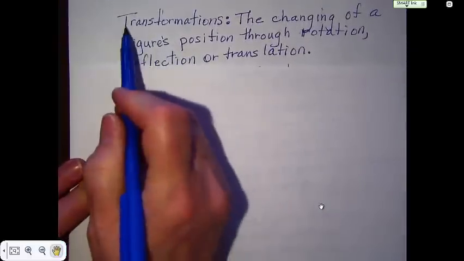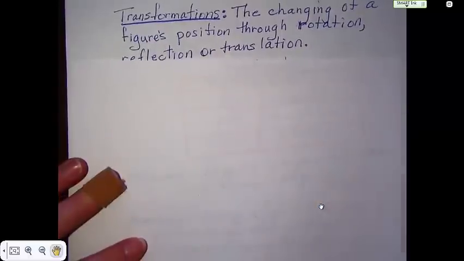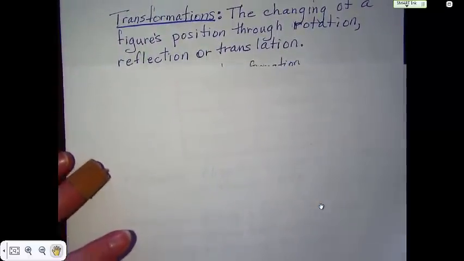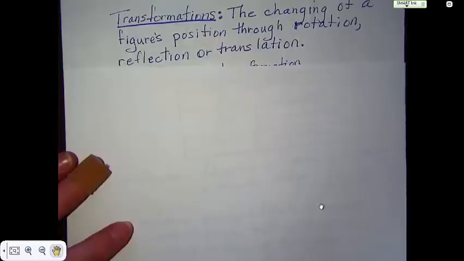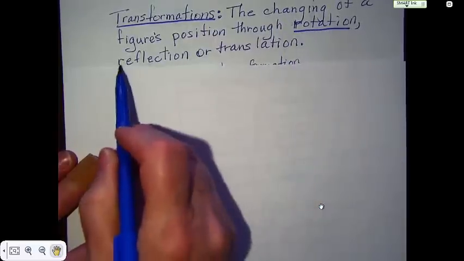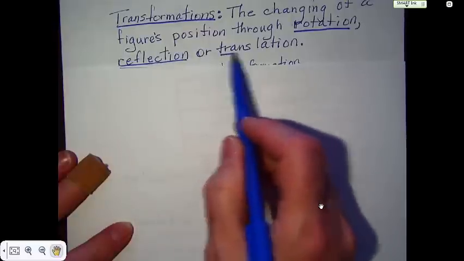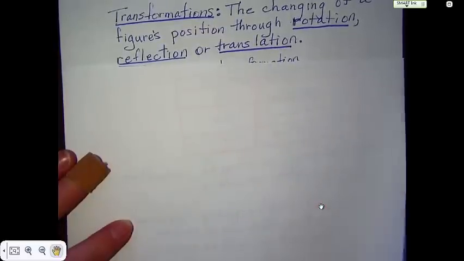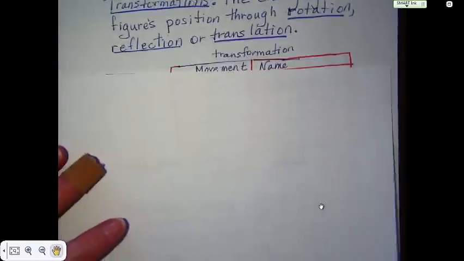Transformations. I looked up the actual vocabulary in the back of the math book, and it says the changing of a figure's position through rotation, reflection, or translation. Now, we just need to know what those are.